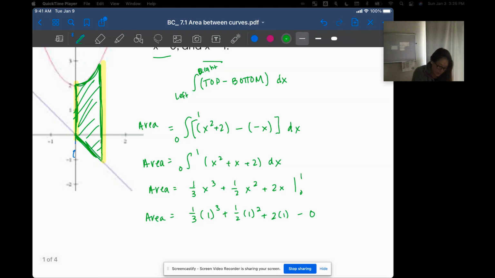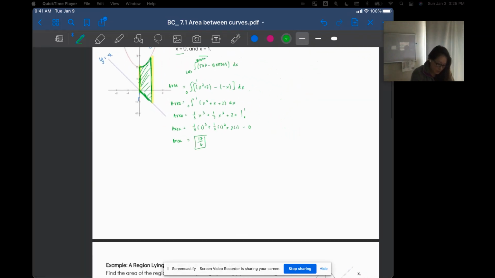minus, and then when I plug in the 0, I'm just going to get 0. So I get the area is equal to 17 over 6. And that's that for that one. Let's move on to the next example.